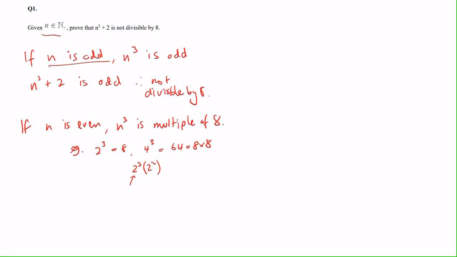So if I was to then add 2 to n cubed, this won't be a multiple of 8, because if we've got a multiple of 8 and we add 2 to it, this cannot be a multiple of 8. So finally, for any natural number n, n cubed plus 2 is not divisible by 8.